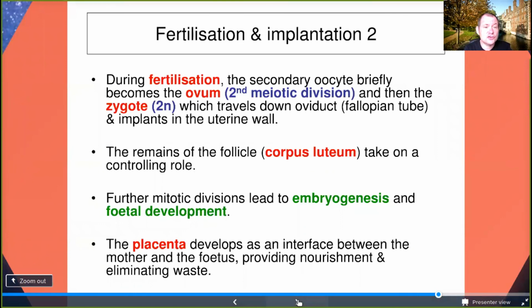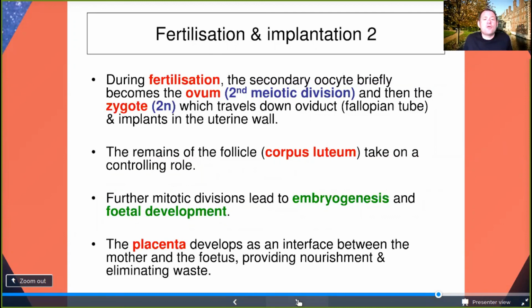Fertilization and implantation 2. During fertilization, the secondary oocyte briefly becomes the ovum, second meiotic division, and then the zygote, 2N, full set of chromosomes, which travels down the oviduct and implants in the uterine wall. The remains of the follicle, the corpus luteum, take on a controlling role by releasing progesterone at this point. Further mitotic divisions, so cells just dividing in 2, so 2, 4, 8, 16, 32, etc., lead to embryogenesis and fetal development. The placenta develops as an interface between the mother and the fetus, providing nourishment and eliminating waste.